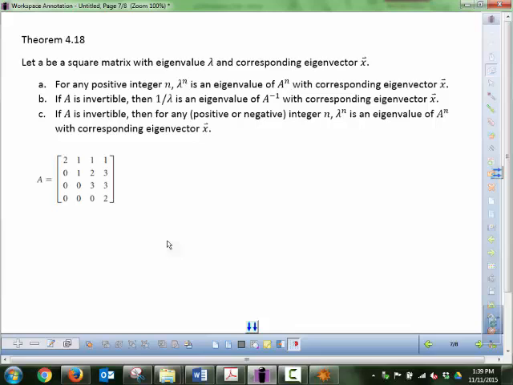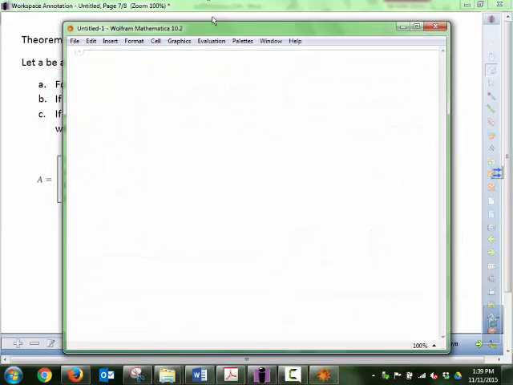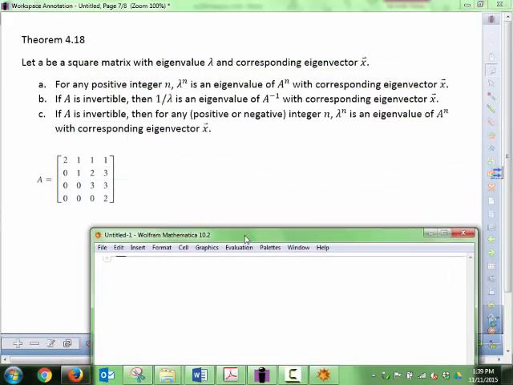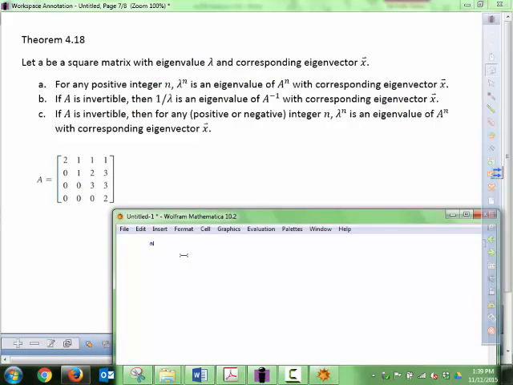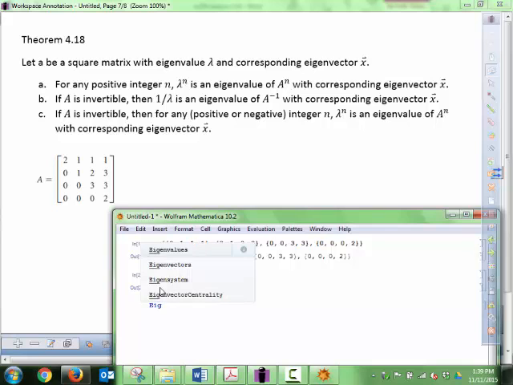We didn't find the eigenvectors, right? We just found the eigenvalues. I think I can find the eigenvectors pretty quickly. I hope. Zero, 1, 2, 3. So eigenvalues, eigenvectors.